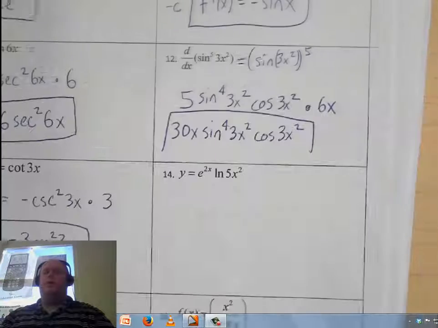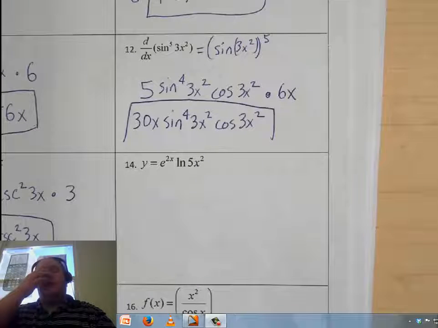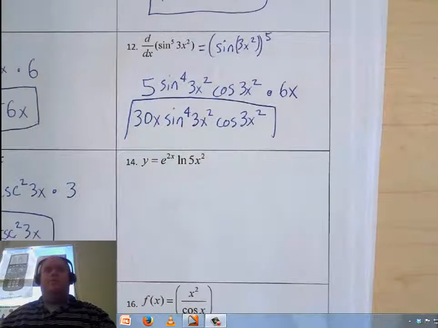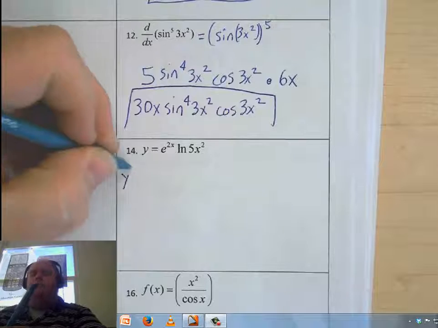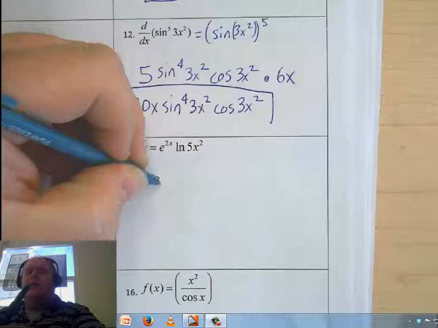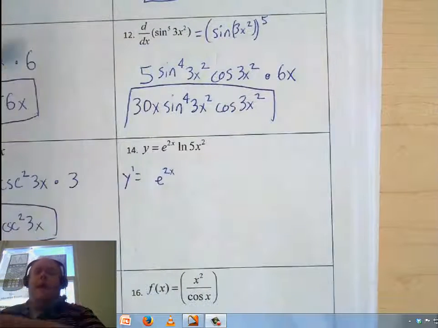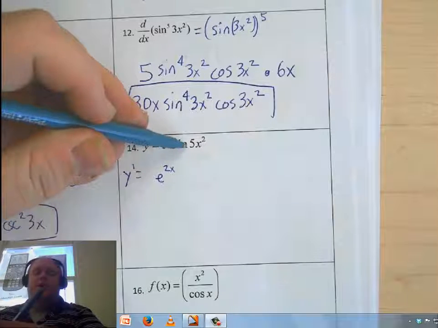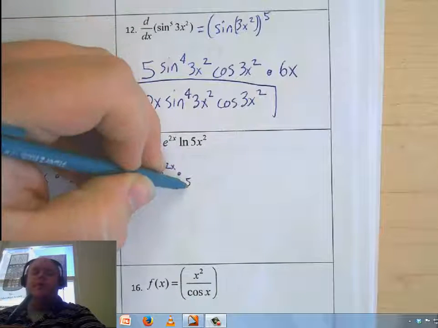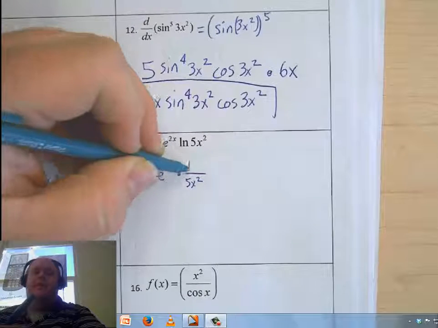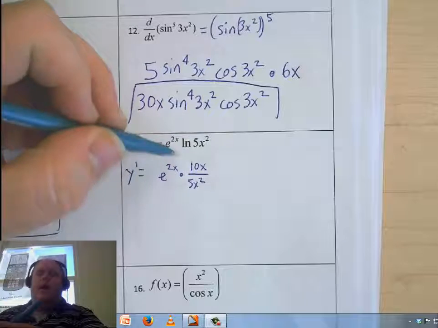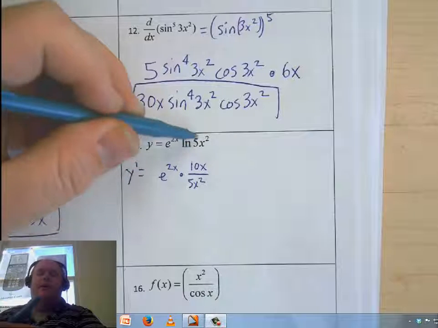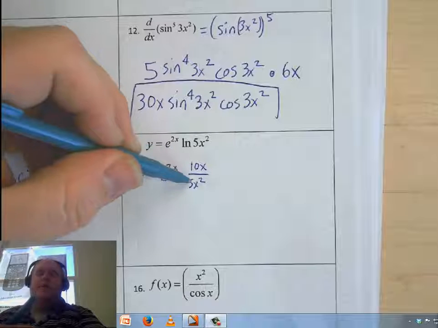14. Well, e to the 2x and natural log of 5x squared are being multiplied together. So when two things are getting multiplied together, we have to use the product rule. So here's what's going to happen. Y prime is going to equal, if I leave e to the 2x alone, then I have to take the derivative of natural log of 5x squared. So what we're going to do is 5x squared goes on the bottom, and its derivative goes on the top, which is 10x. So what I did was e to the 2x stayed the same. I then took the derivative of natural log of 5x squared, and it's 10x over 5x squared.